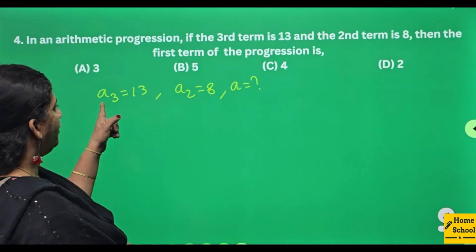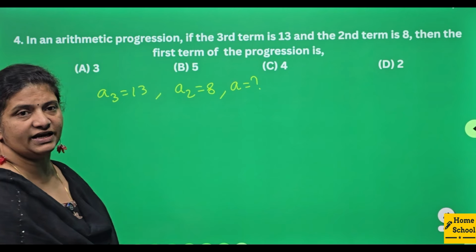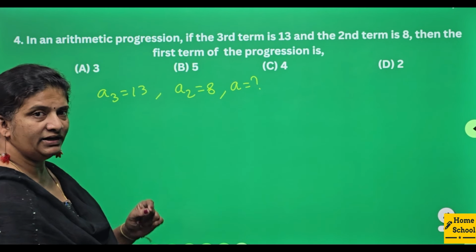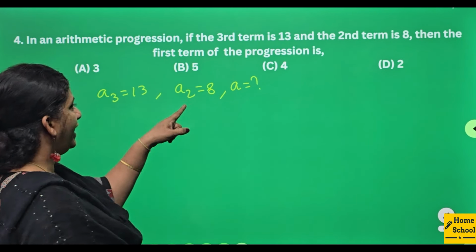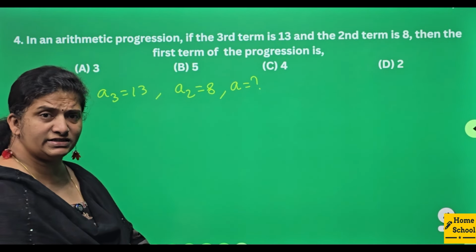One is, if you subtract a3 minus a2, 13 minus 8, it will be 5. That means the common difference is 5. From a2 subtract 5, 8 minus 5 will be 3, that is the first term.